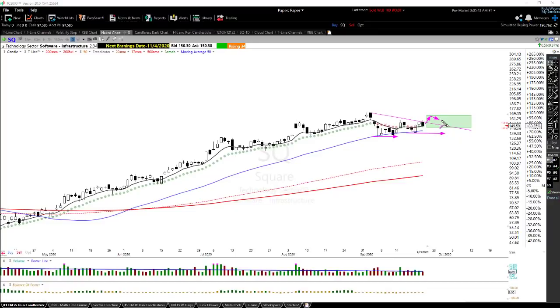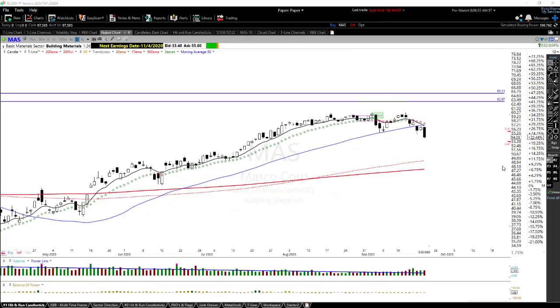I want a little bit of a rest in here. It can be sideways to down. It can be a little bit more down. That's fine, as long as we stay above this trend line. And then when I start to see buyers step in, that's where I'll start looking for an entry. So this is going to have to prove itself before I place an entry on it.